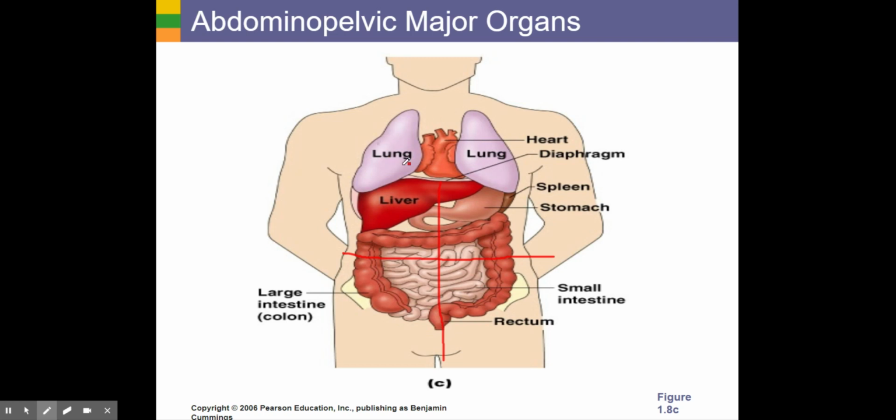All of this upper quadrant here is thoracic. So that's lungs, heart, lung on the other side. Diaphragm runs pretty much right across through here. All right, they've taken it out of this picture so we can't see it. All right, and then here's our organs in the lower portion. Okay, just kind of labeled for you.